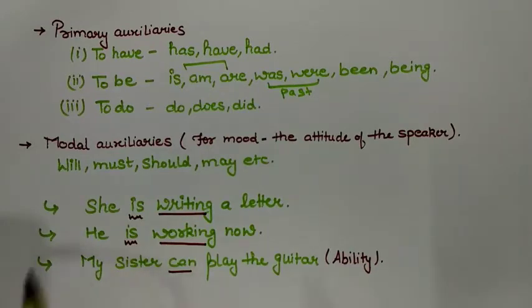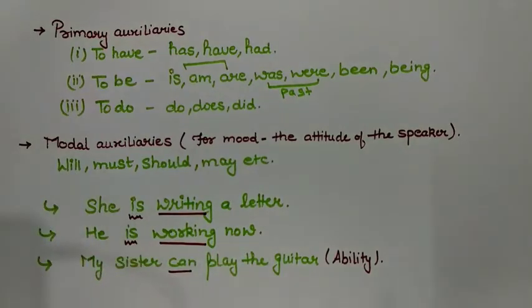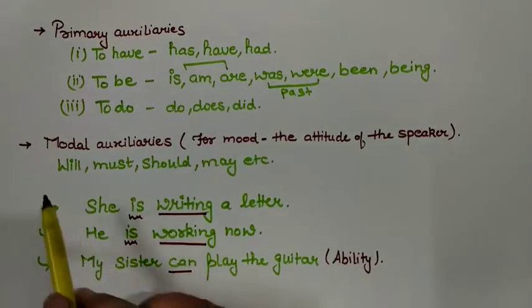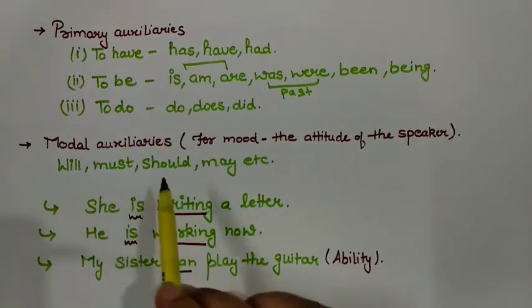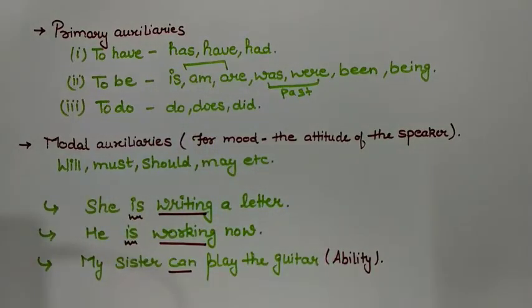Next auxiliary verbs are modal auxiliaries. Actually, modal auxiliaries are used to show the mood. In grammar, by mood I mean the attitude of the speaker. Words like will, must, should, may, etc. are modal auxiliary verbs. These verbs do not do any action in the sentence.